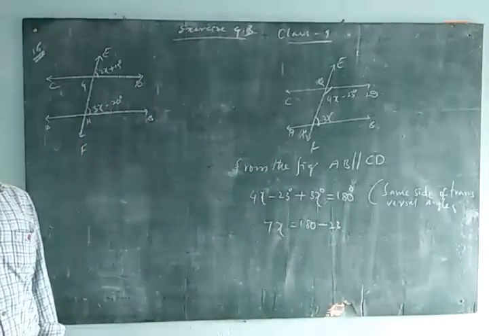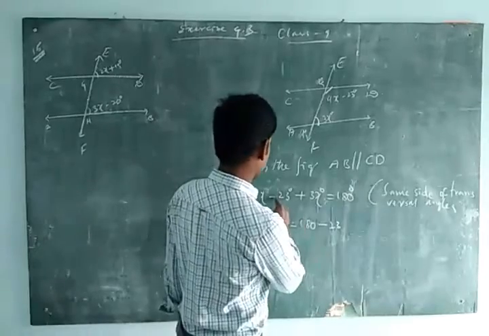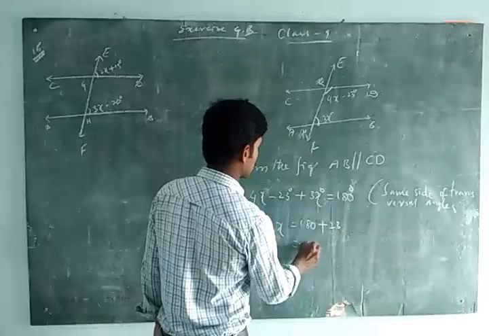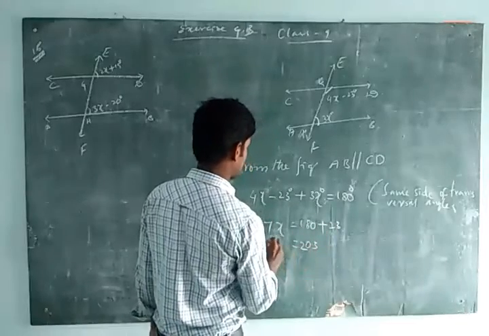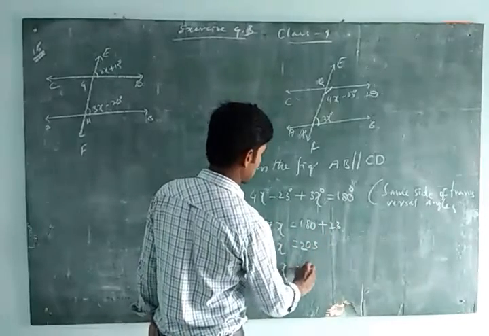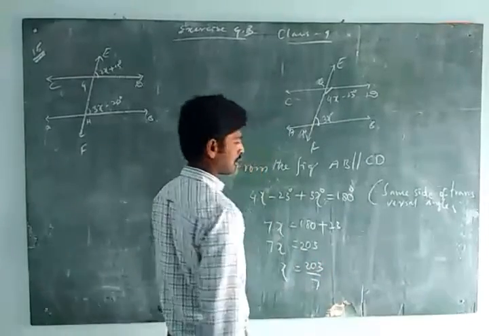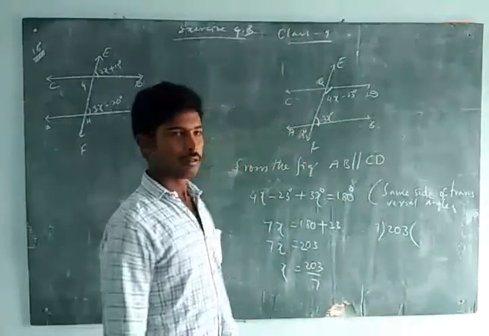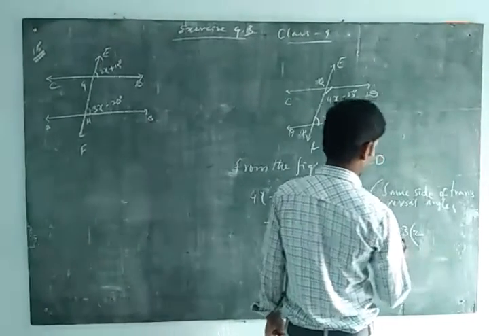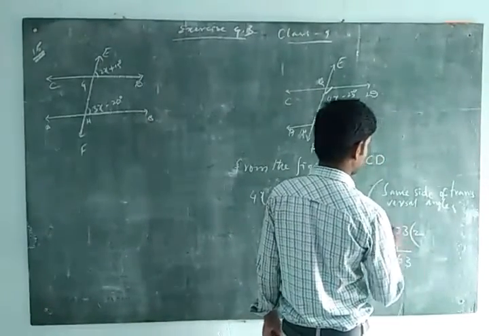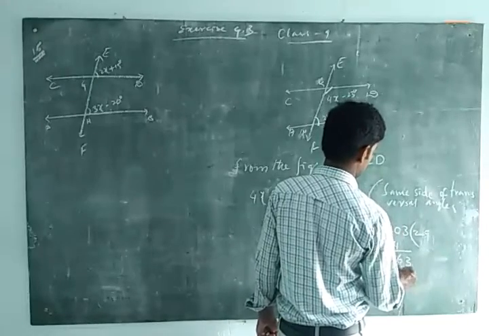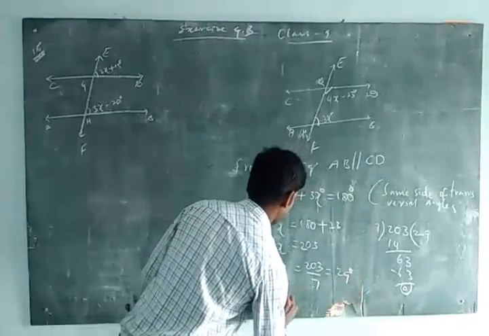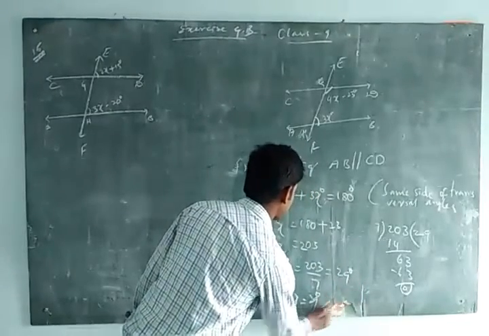180 minus 23, how much now? Here minus is there, here plus. Now 0 plus 3, 3; 8 plus 2, 10; 1 plus 1, 203. 7x is equal to 203. x is equal to 203 by 7. Divide it. 7 twos are 14, you get remainder 6 and 3. 7 nines are 63. Remainder will be 0. The answer is 29. Therefore, x is equal to 29 degrees.